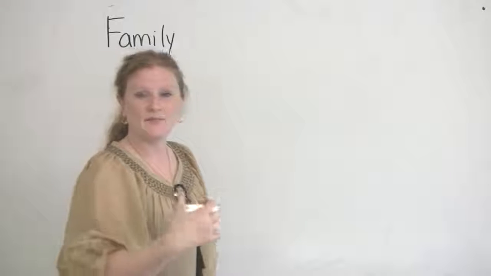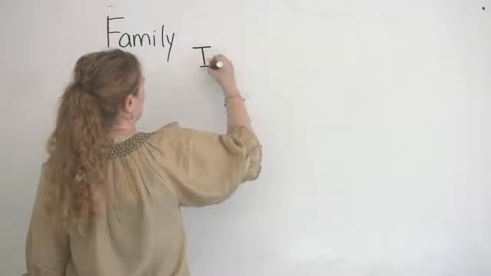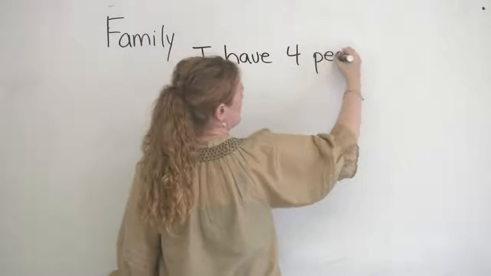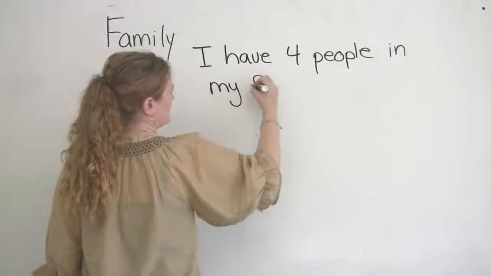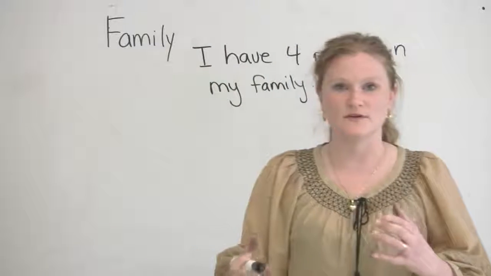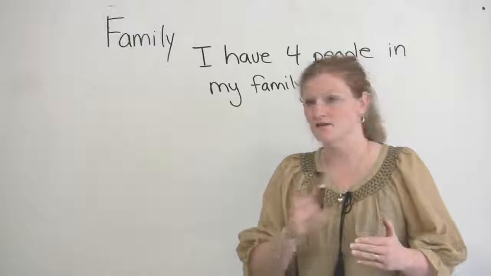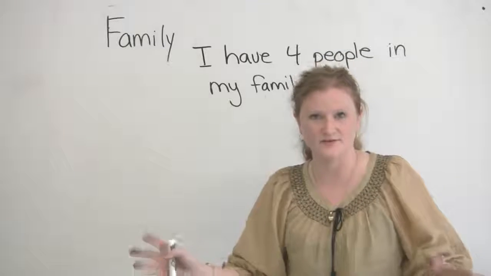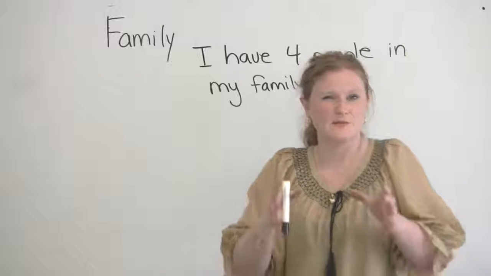For example, if someone asked me how many people are in your family, my answer would be 4. So I can say, I have 4 people in my family. Now, in English, when we talk about people in our family, we mean the people that live in the same house. I do not include my grandmother, my grandfather, my great-grandmother, all my cousins, my aunts, and my uncles. When someone asks you how many people are in your family, they mean how many people live with you.